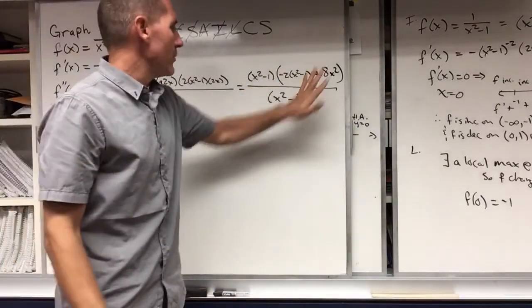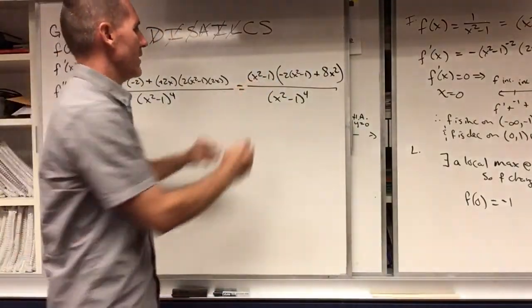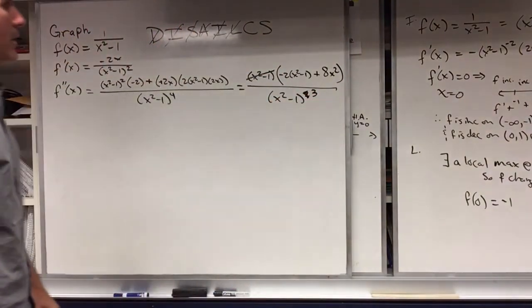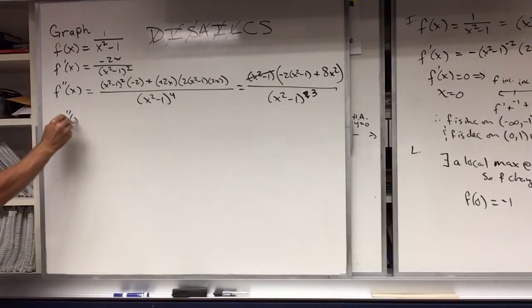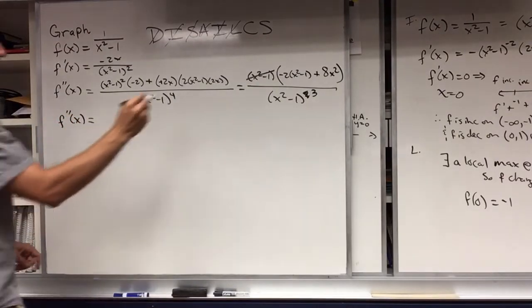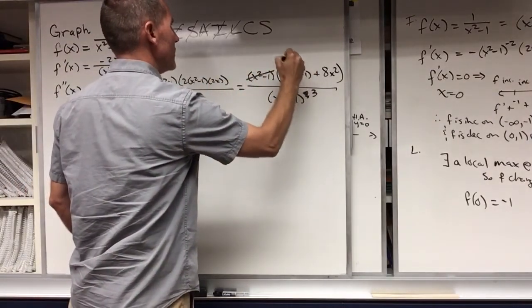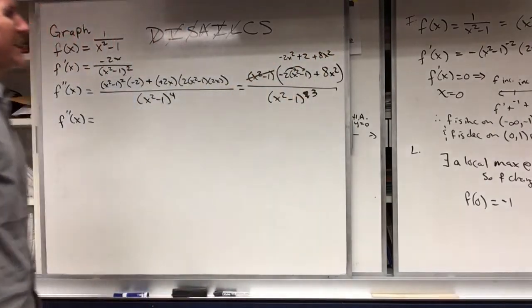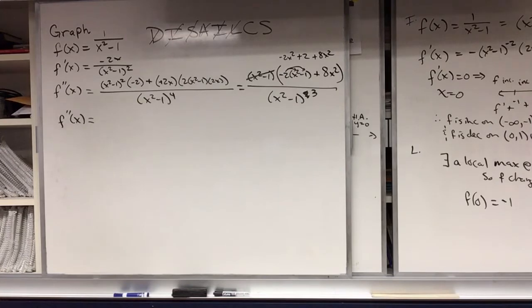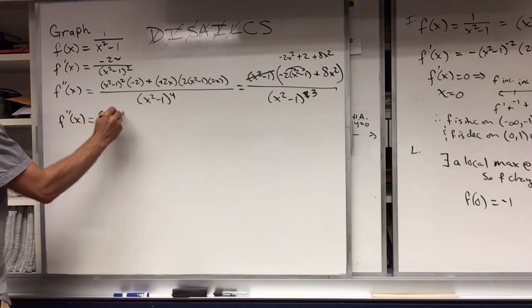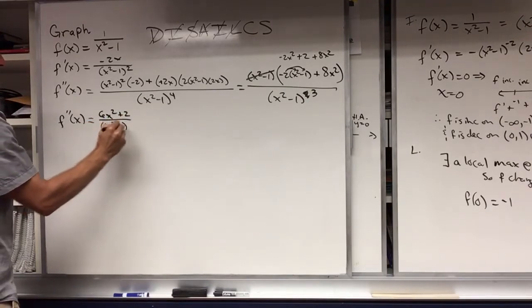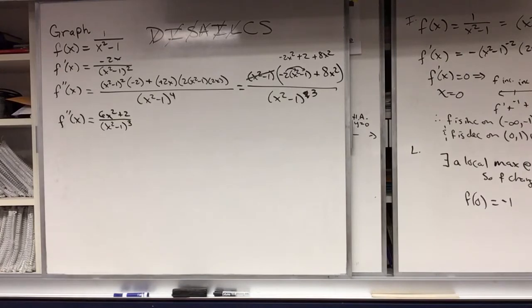Okay, I'm still going to simplify in there a little bit, but one thing I noticed is that that x squared minus 1 and one of those x squared minus 1s can cancel out. And so really I'm going to have that f double prime of x is equal to, let's distribute through by that negative 2 up here, so that's negative 2x squared plus 2 plus 8x squared. So it's just going to be 6x squared plus 2 all over x squared minus 1 to the 3rd power. Okay, so that is my second derivative.